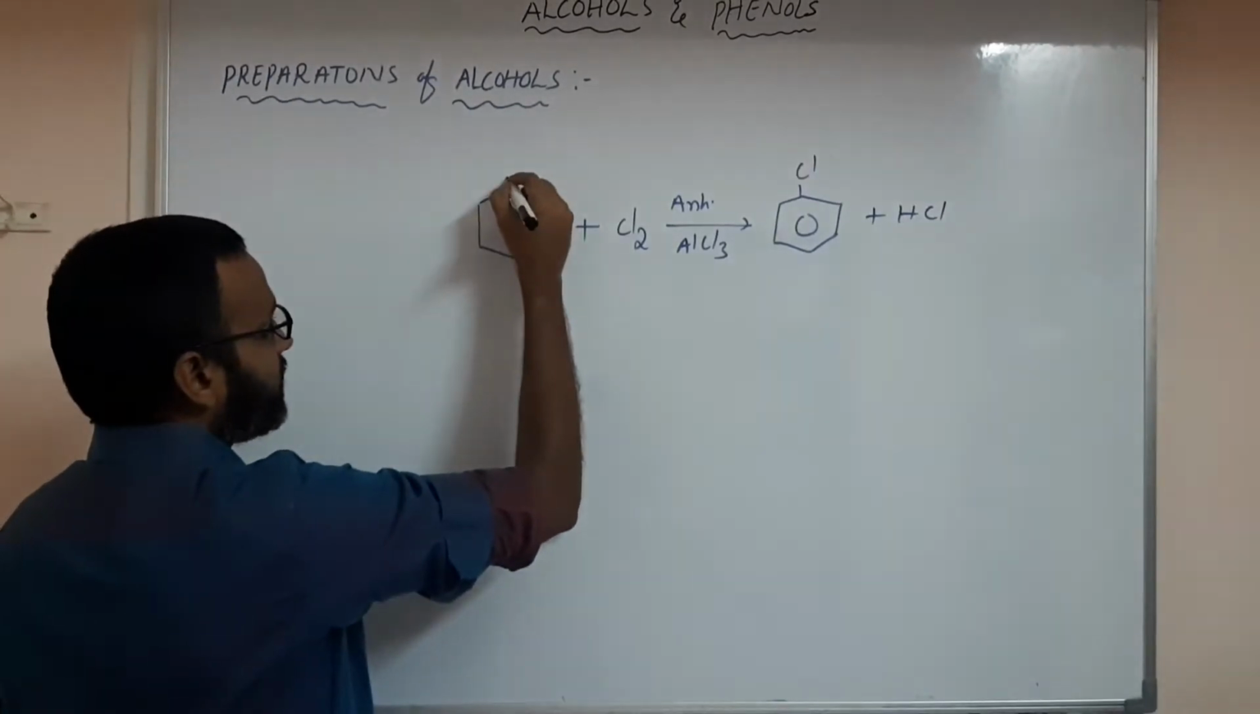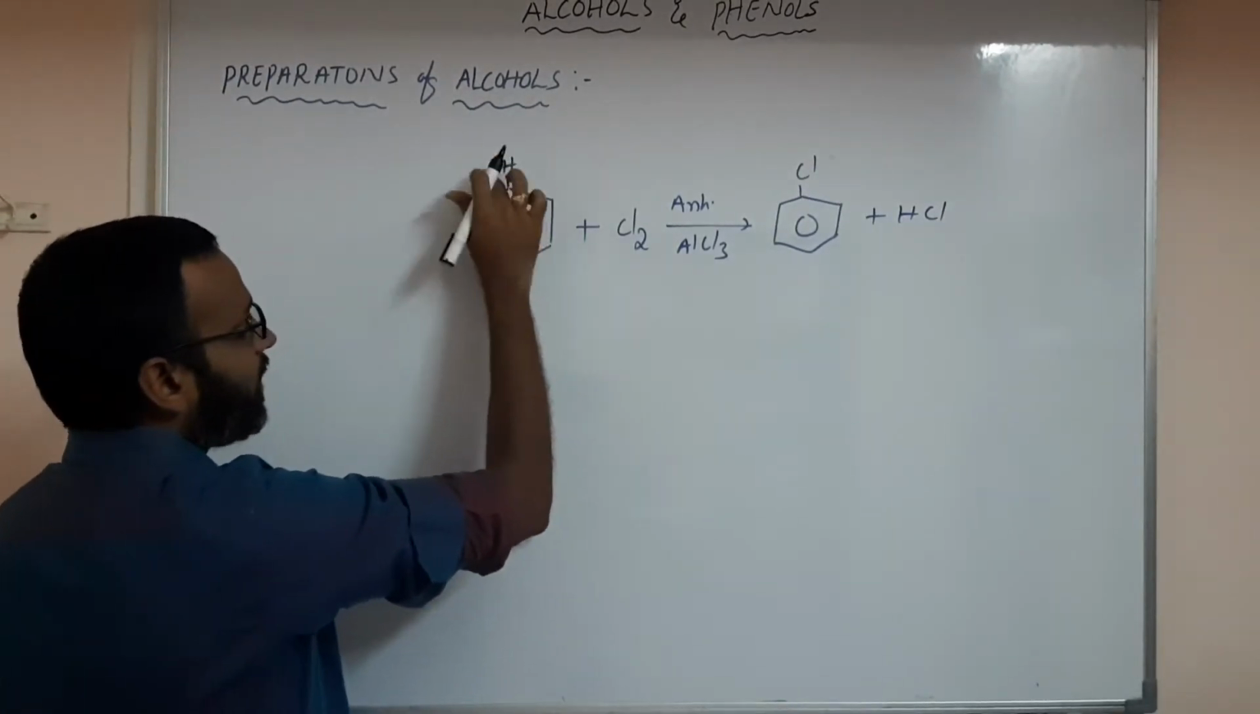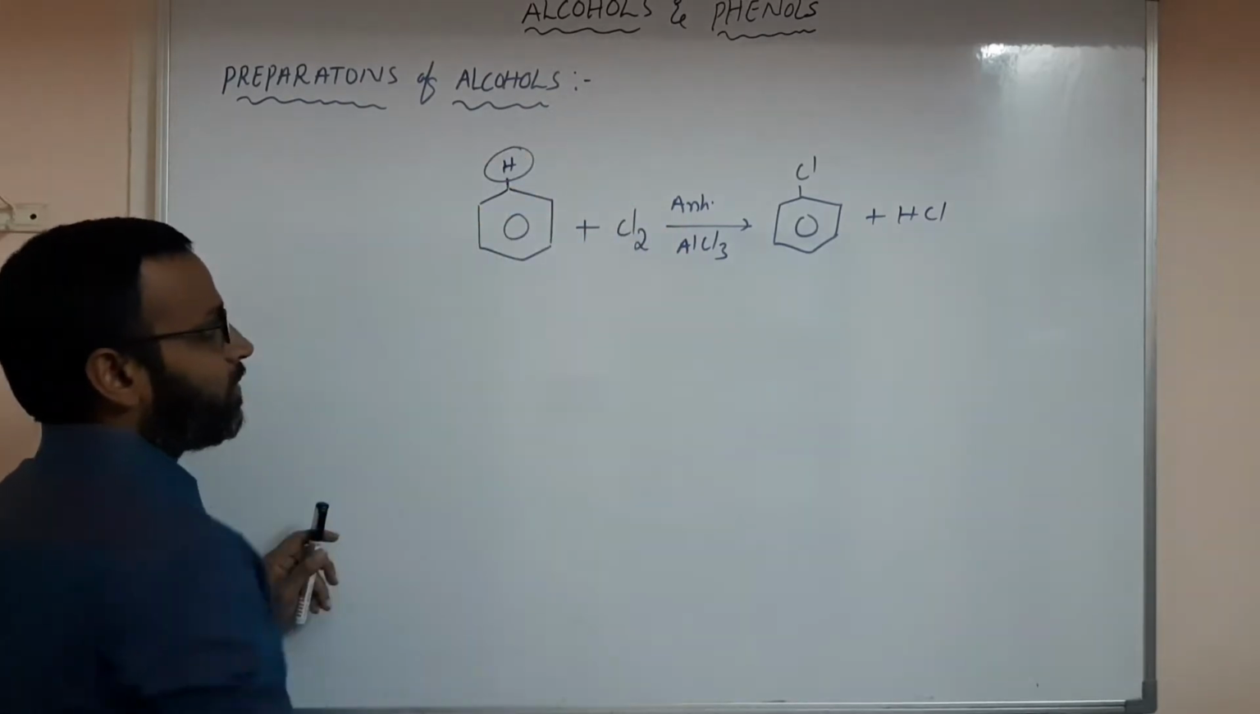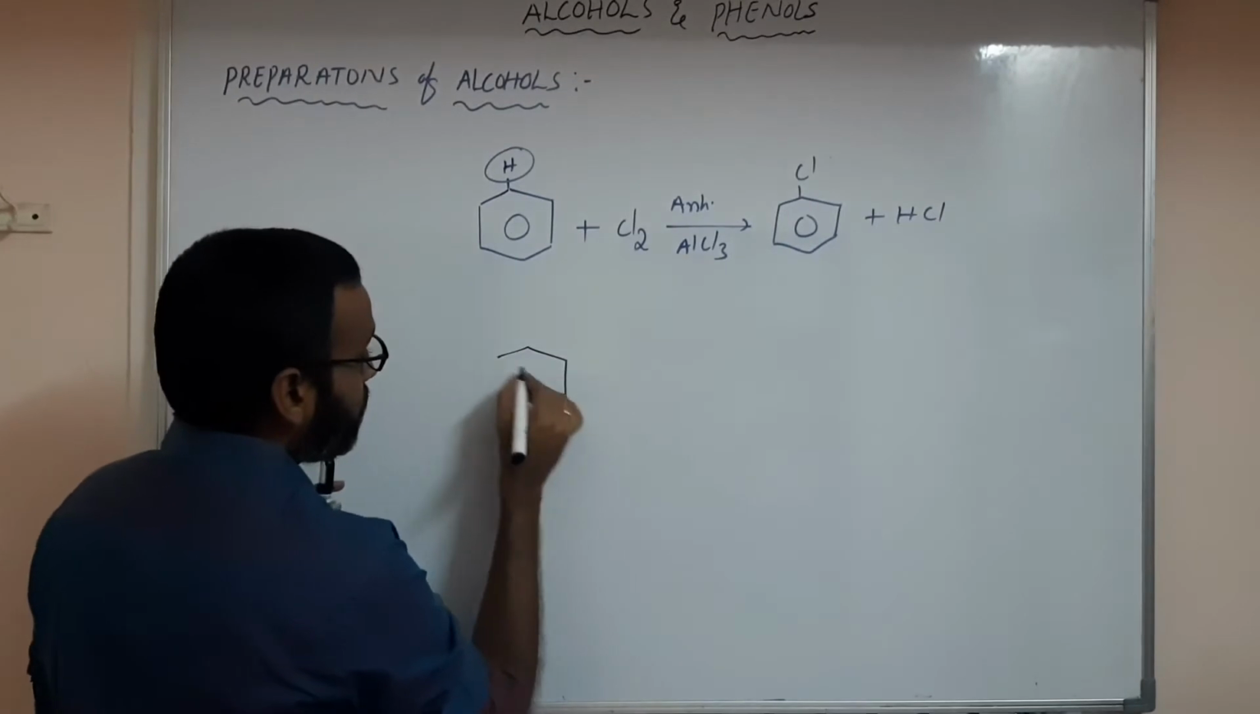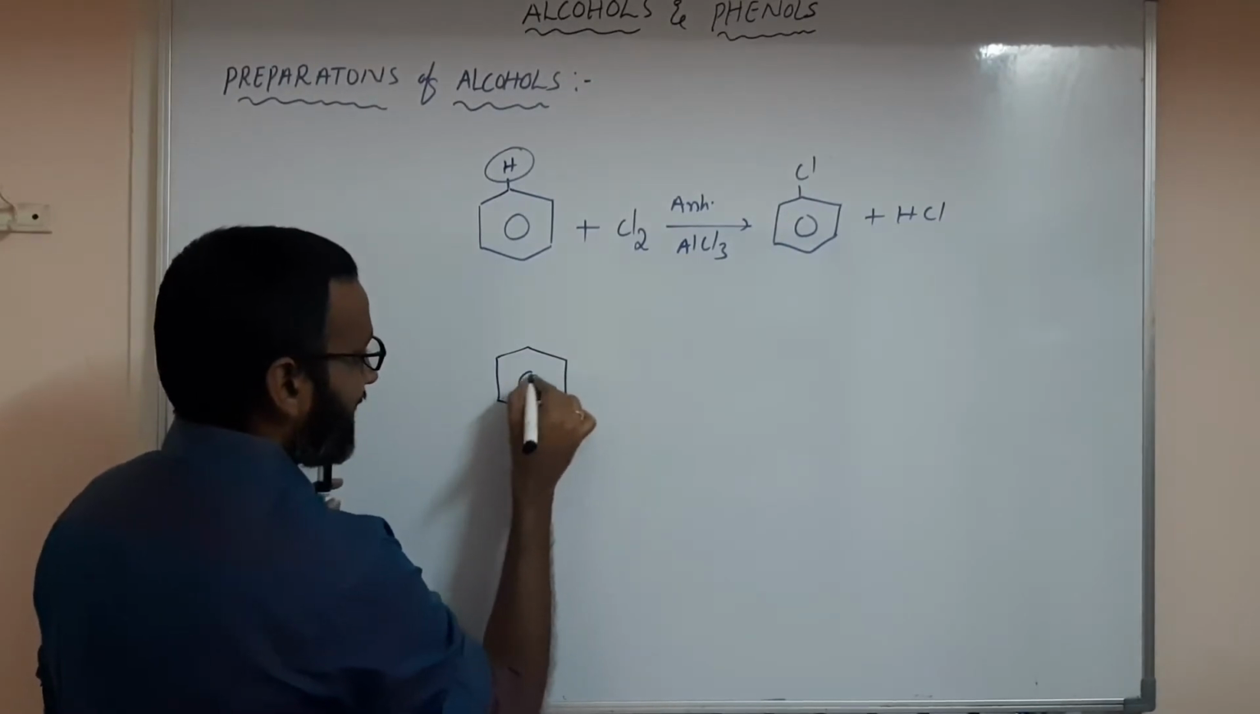So these are actually aryl halides. You see here you have hydrogen, and this hydrogen is replaced by chlorine. Like that you will have it. And one more thing, this we call the Sandmeyer reaction.